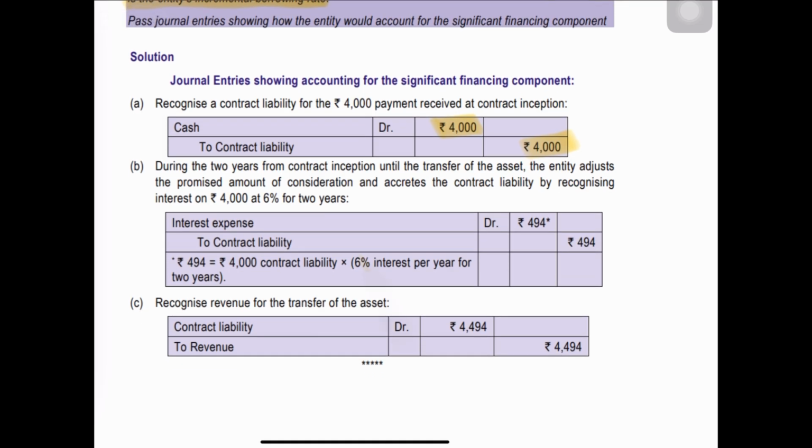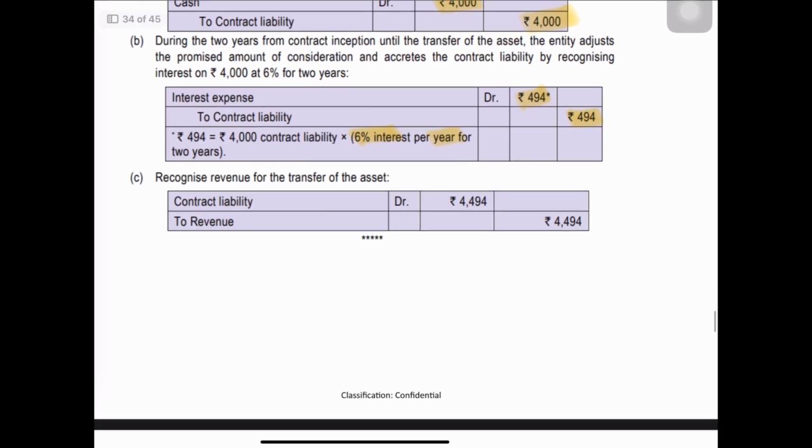Then the incremental borrowing rate is 6% for 2 years, that comes to 494. So for 494 also you have to create the contract liability by debiting the interest expense. Then at the end you can recognize the revenue and transfer the contract liability to debit.